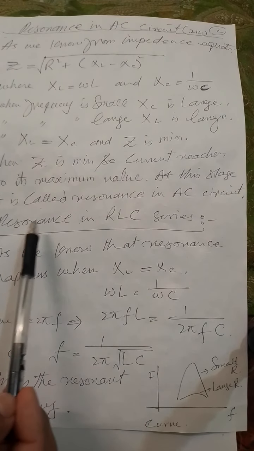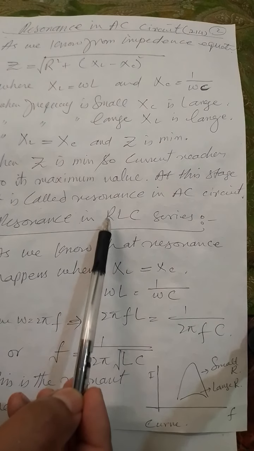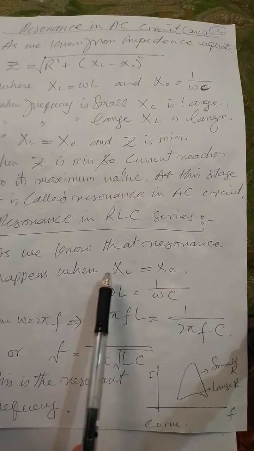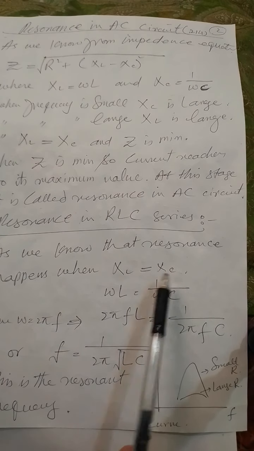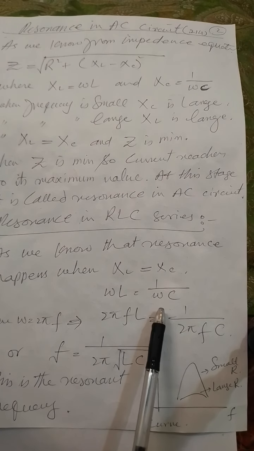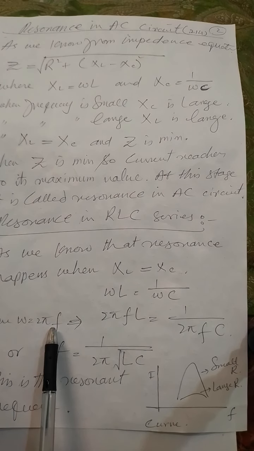Now, what is resonance in an RLC series circuit? Specifically, we are talking about the RLC series circuit. As we know, resonance happens when XL becomes equal to XC. So omega L is equal to 1 over omega C. From first year chapter number 5, we knew that omega is equal to 2 pi f.